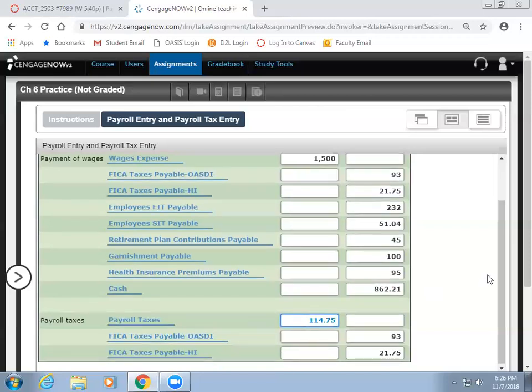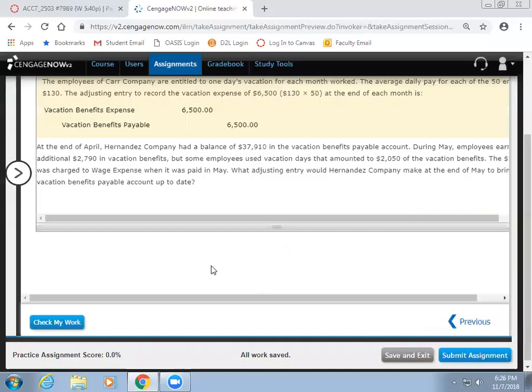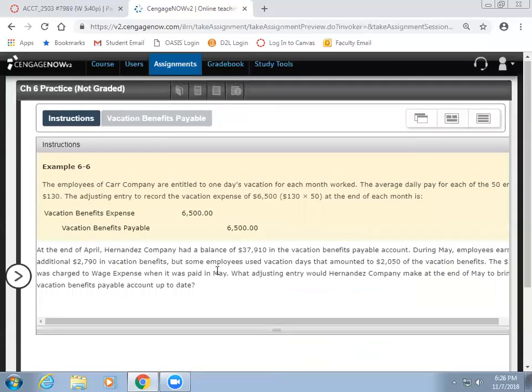All righty. Last one, woohoo. This is looking at something a little bit different, where we're looking at vacation benefits. We also have to account for it if we give sick time or vacation time, because they account for that differently. So we do keep separate records of those.